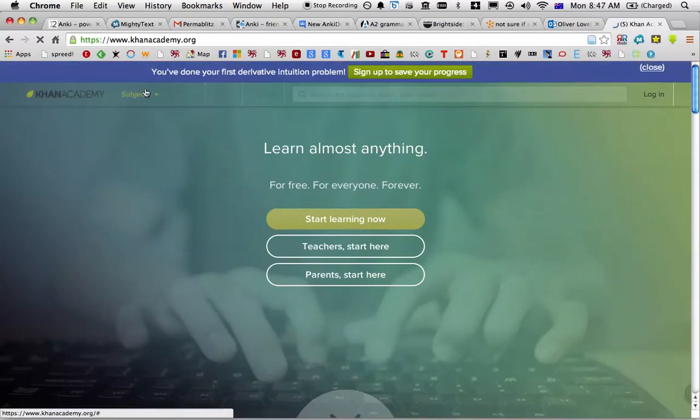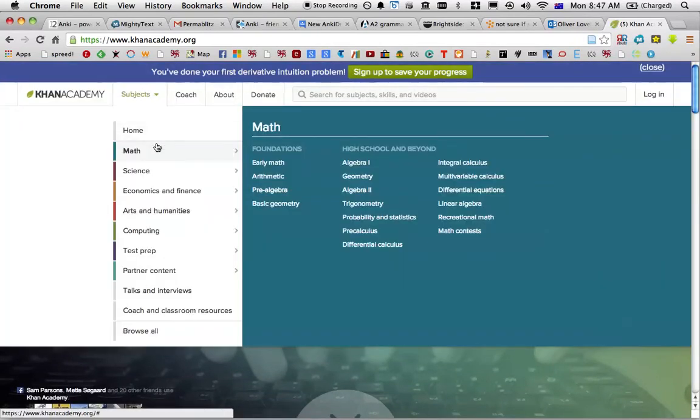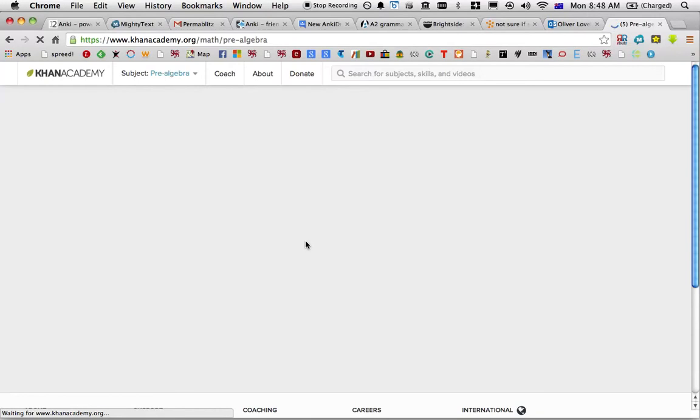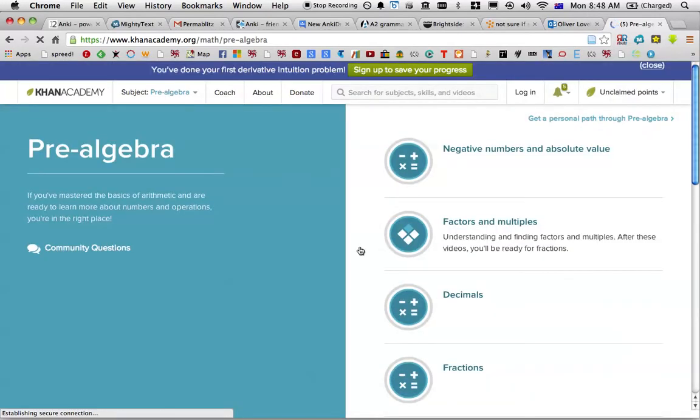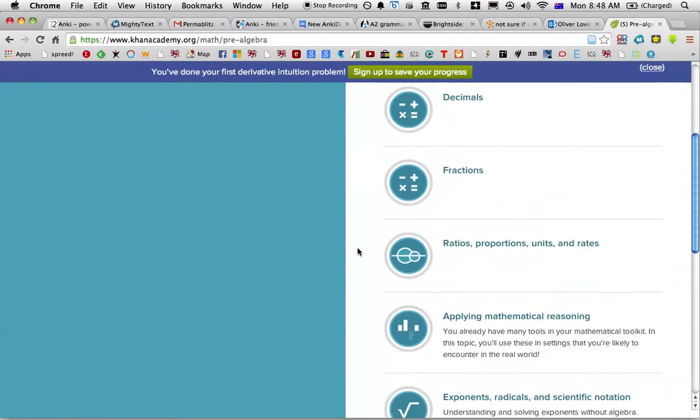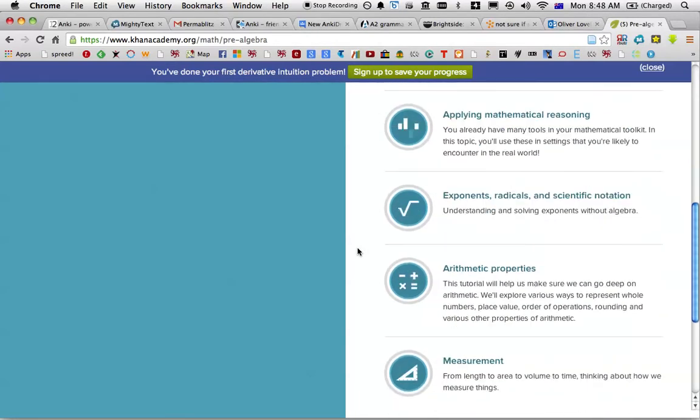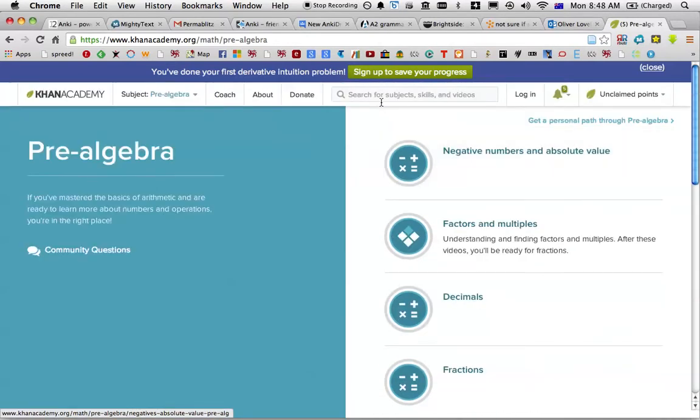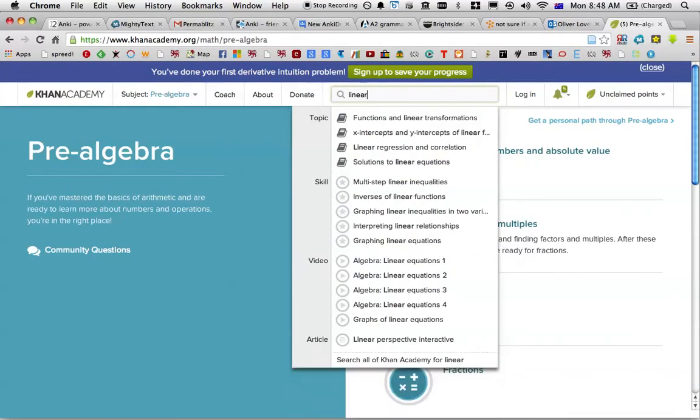So you can just go straight to subjects here and then maths, and then you've got all these options. I think probably where we want to go would be into pre-algebra, but there's a lot of stuff on here and it's worth just having an explore. You can also just search up here. I can't actually see it there, so I'm just going to go linear and see what comes up. Oh look, here you go, linear equations 1, 2, 3, 4.